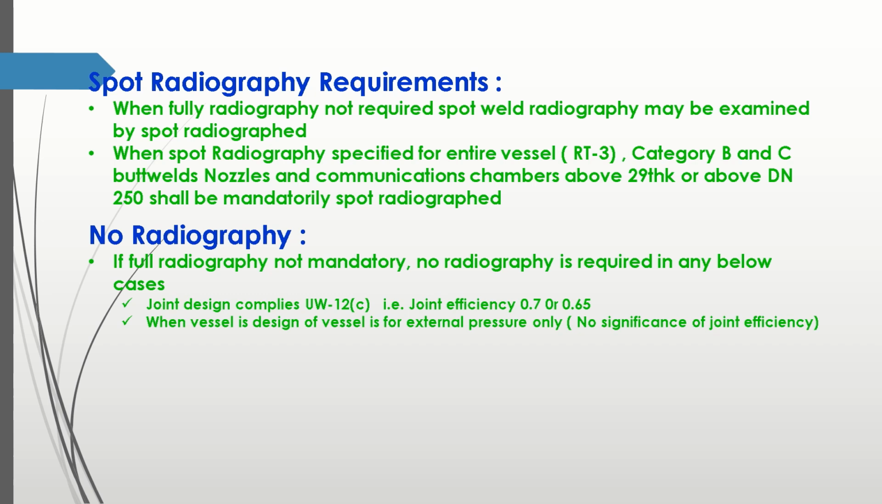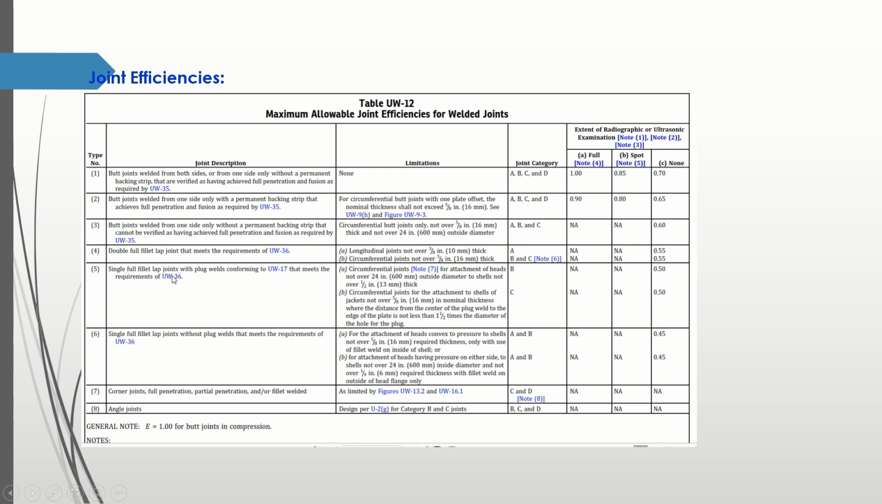Next, if full radiography is not required, then you can skip the radiography, but there are some conditions given. Your joint efficiency in design shall be 0.7 or 0.65, or the vessel is designed for external pressure only, where there is no significance of joint efficiency. UW 12 talks about the different weld joint efficiencies to be used in the design calculations, for type number 1 or type number 2.